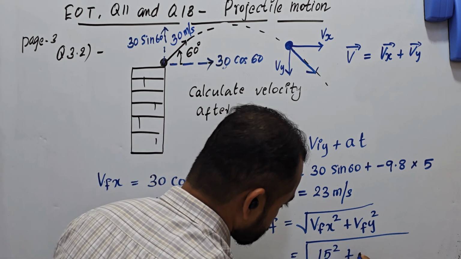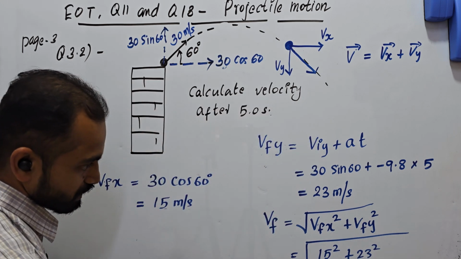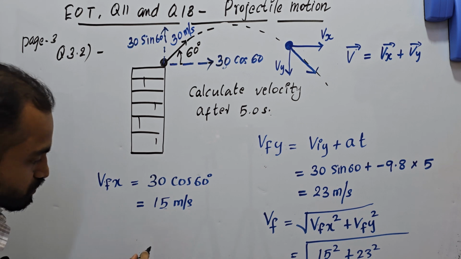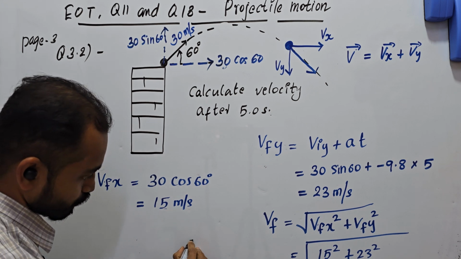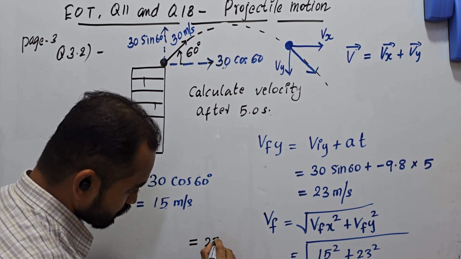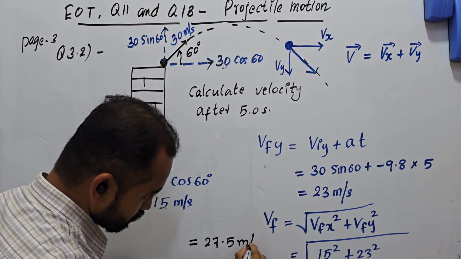15 squared plus 23 squared. So the answer will be the square root of 15 squared plus 23 squared, that is equal to 27.5. Yes, I also got negative 23, no problem. So here the answer is 27.5 meters per second, right?